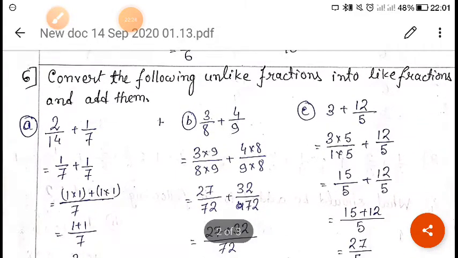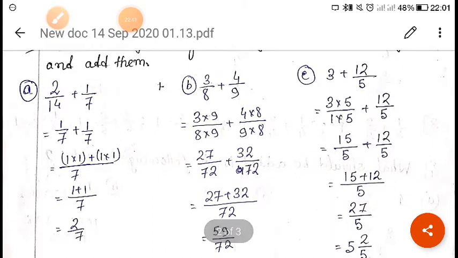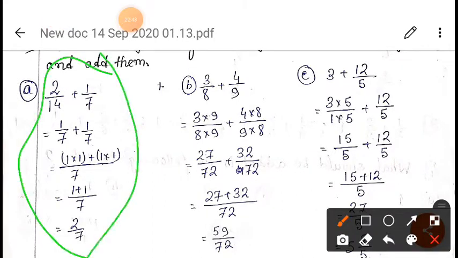Now next is question number 6. What they have told: convert the following unlike fractions into like fractions and add them. First of all, we will see the one which is an unlike fraction. We have to convert them into like fractions and then add them. So this one is the same, no need to explain. As you can see, this one is the same as that one, right? This one is also the same.